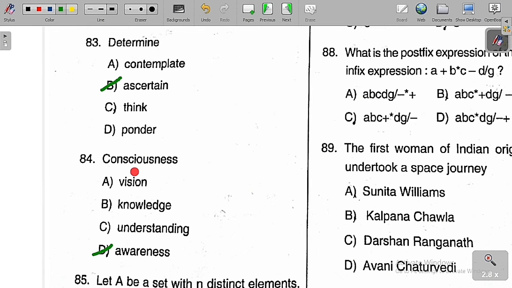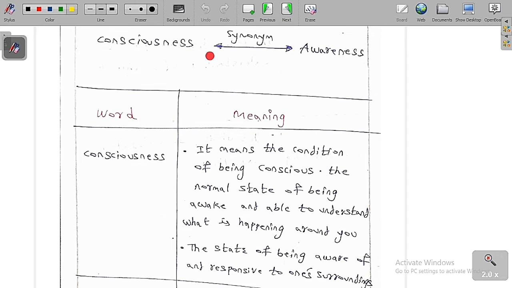Now for the other word, consciousness, we need to figure out the synonym. Option A vision, option B knowledge, option C understanding, option D awareness. Of the four options, option D awareness is the correct synonym of consciousness. So now we are going to study each and every word and its meaning. So for consciousness, the correct synonym is awareness.